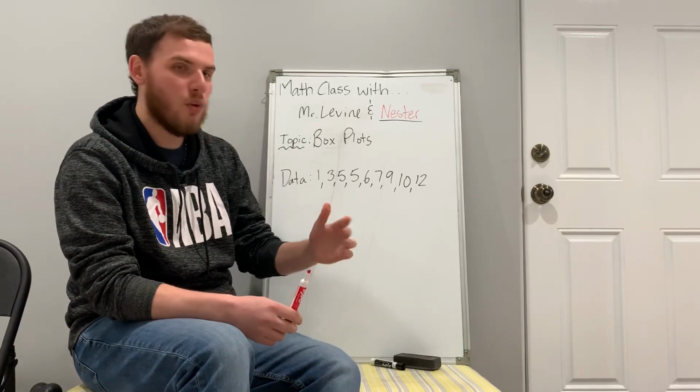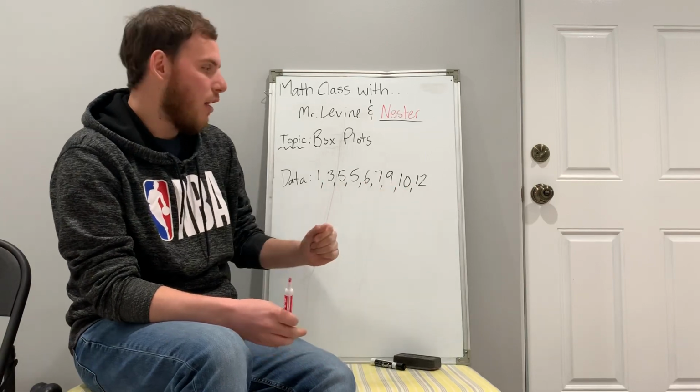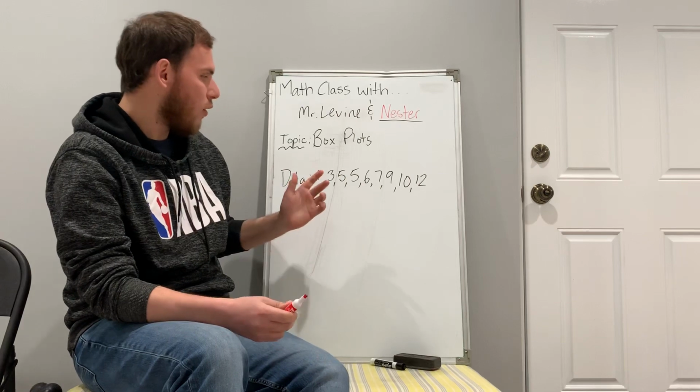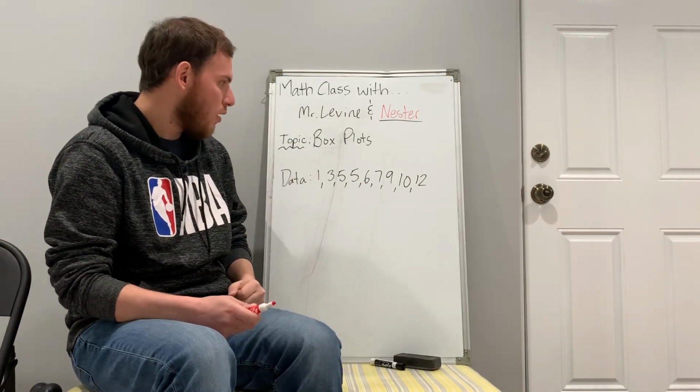We're going to do one example with an odd amount of data values, and we're going to do one example with an even amount of data values. So in this case, we're going to get right to it on the box plot.